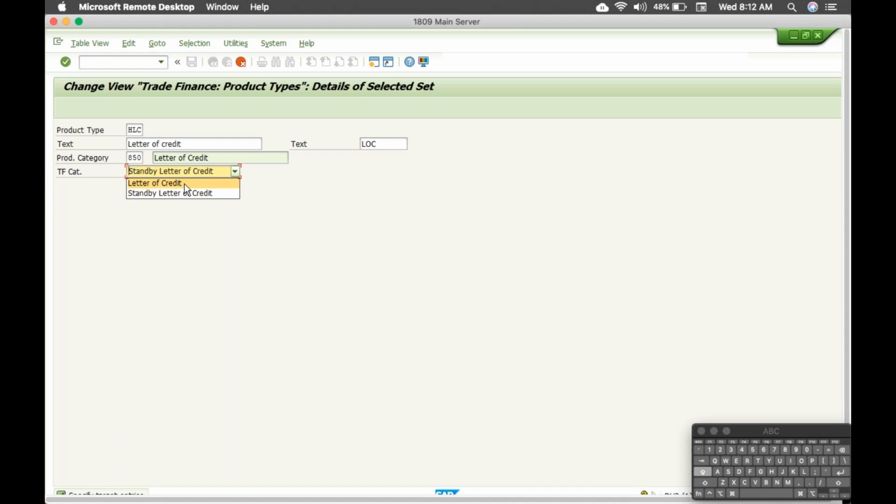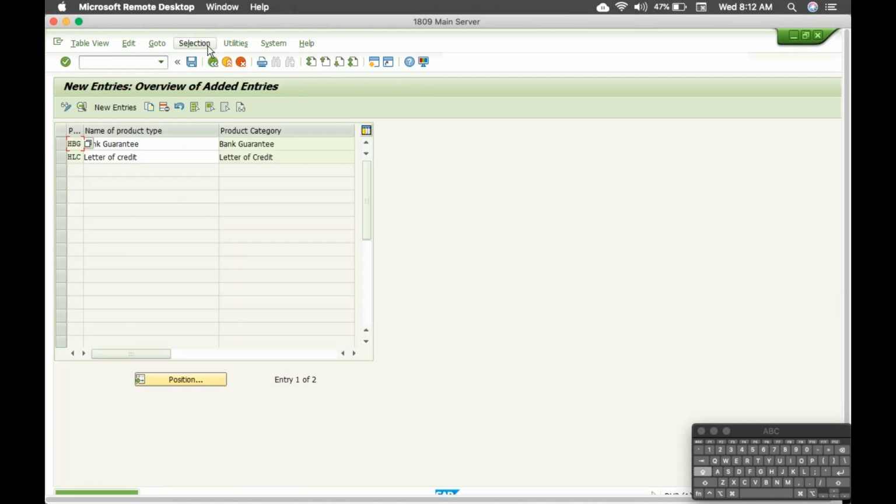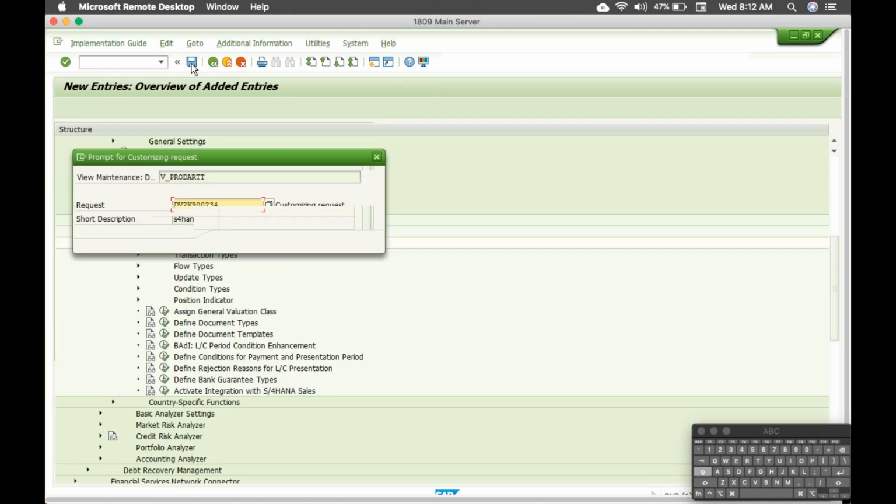But if you have the bank guarantee as a mediator, as per the trade finance is concerned, the main purpose is the bank guarantor is the security which on behalf of the customer as well as vendor. So in that case, we need to select standby letter of credit. What it is, standby means this letter of credit is standby based on bank guarantee. Click enter, save it.